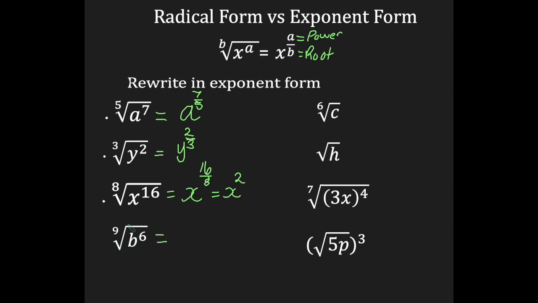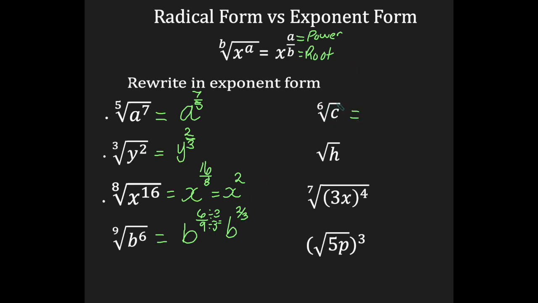Here I have the ninth root of b to the 6th. So that will be b, and that will be 6 over 9. When I try to divide, I know that 9 can't divide 6 evenly. However, I can reduce this. Both of these numbers are divisible by 3. If I divide by 3, that would give me b raised to the 2/3. So whenever you have a fraction, always check to see if it can be divided evenly or reduced to simplest form.